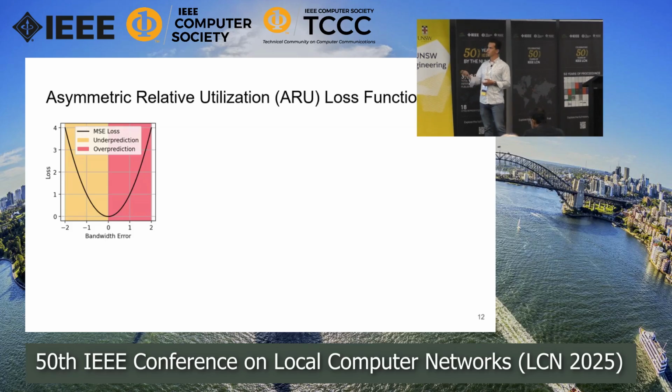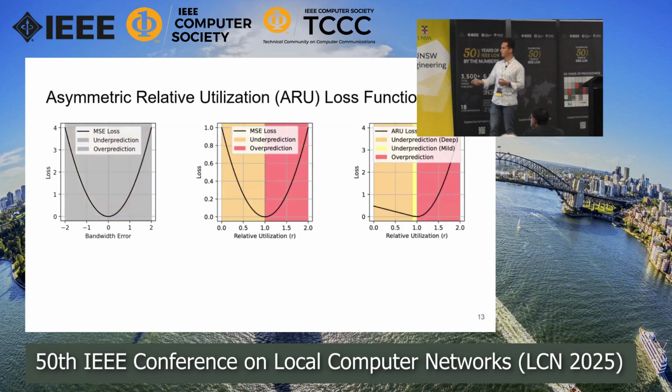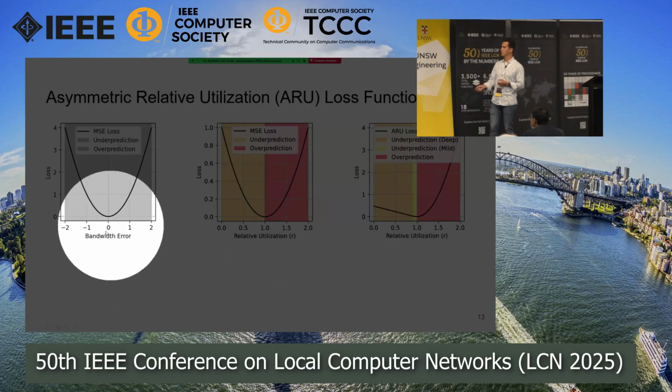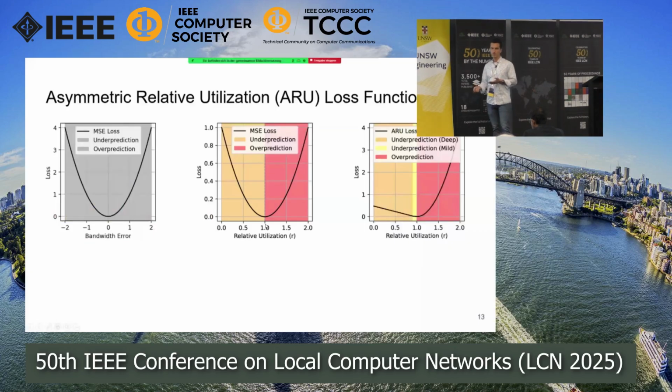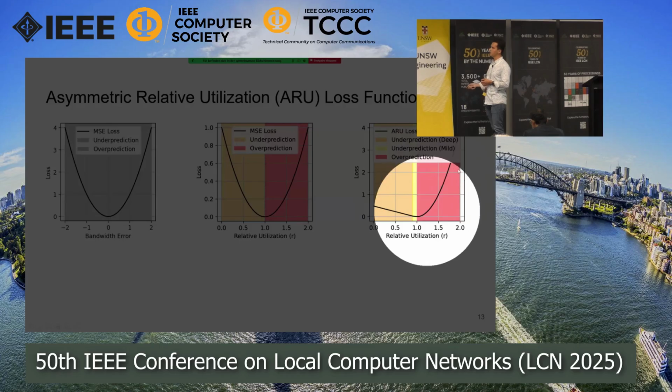To give a better perspective, I'm now changing the x-axis on the first plot from absolute error to relative utilization. What does relative utilization mean? For example, if you're on a connection that has 100 megabit capacity and you're sending 100 megabits, this would be 100% or 1.0 in this context. Now, compared to mean squared error, in our asymmetric relative utilization loss function we define 3 regions, not just 2. The first thing you can see is that on the right side, we have a much higher increasing penalty.